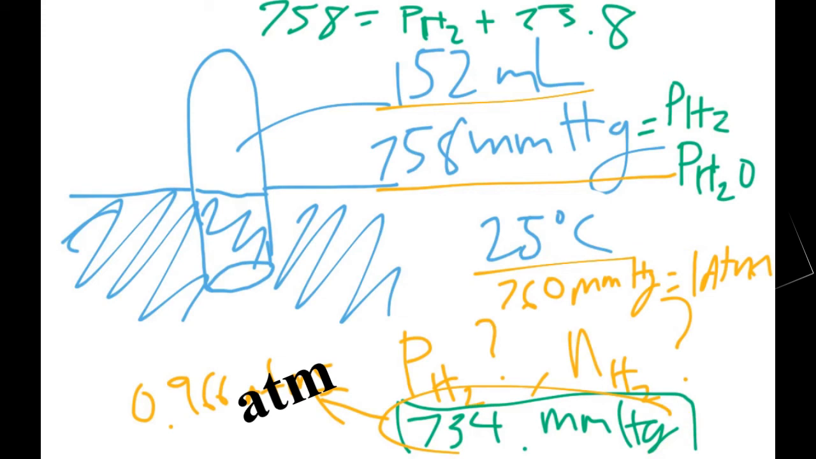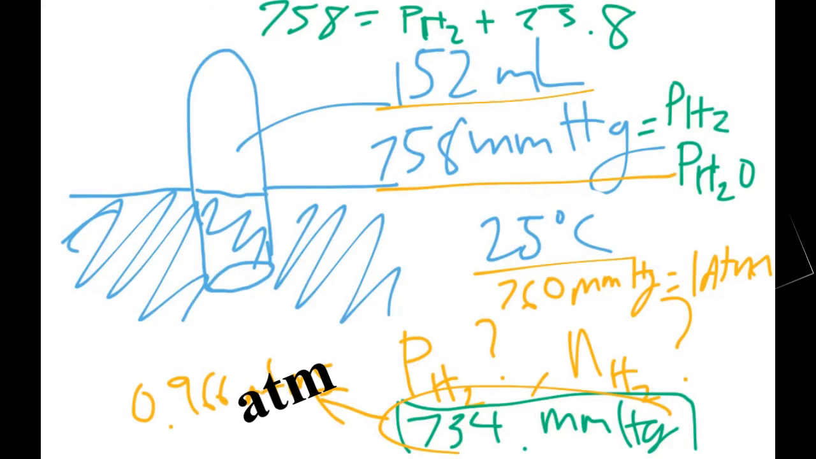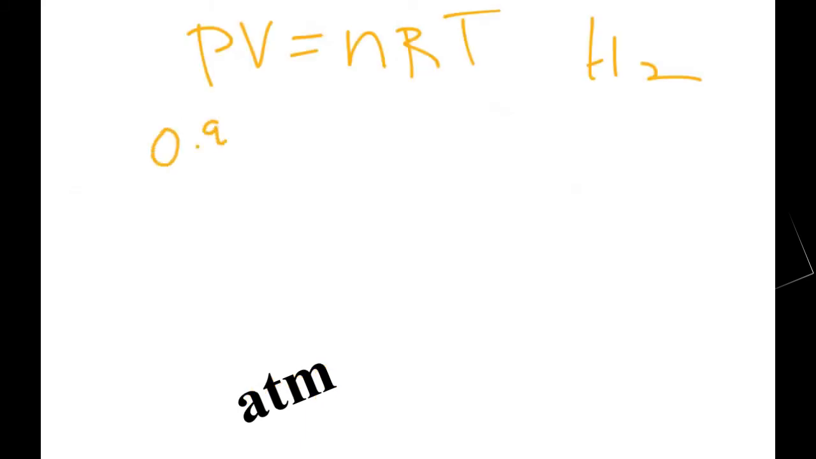So let's now use PV equals nRT to find the moles of H2. On the next slide, we will write the formula. So PV equals nRT. Now P this time will be for just the H2 gas, and the partial pressure of the H2 gas was found to be 0.966 atms. Remember how we have to use atms in the ideal gas law?